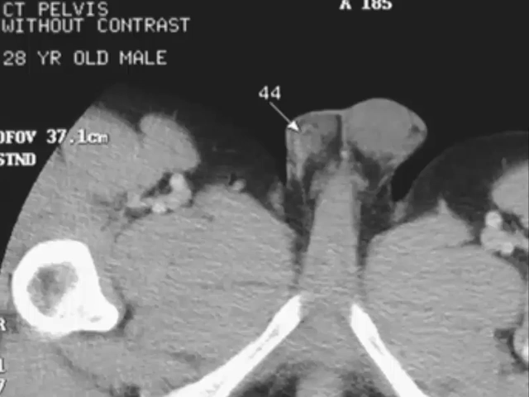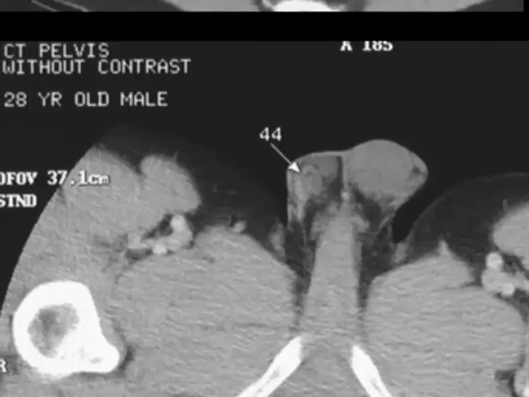It merges with the seminal vesicles to form the ejaculatory duct. That brings us to the ejaculatory duct. Again, it's formed by that junction of the seminal vesicles and the vas deferens. It empties sperm into the prostatic urethra.